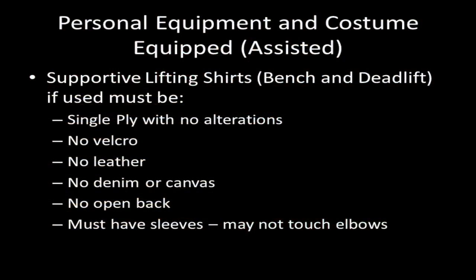For the assisted lifter, they can choose to wear supportive lifting shirts for both the bench and the deadlift. And if they use it, like the lifting suit, it must be single ply with no alterations. It contains no Velcro, no leather. It may not be made of denim or canvas. It may not have an open back, and it must have sleeves that do not touch the elbows.